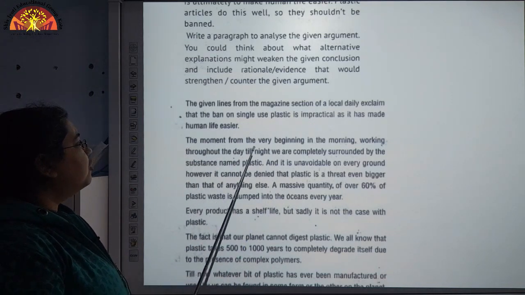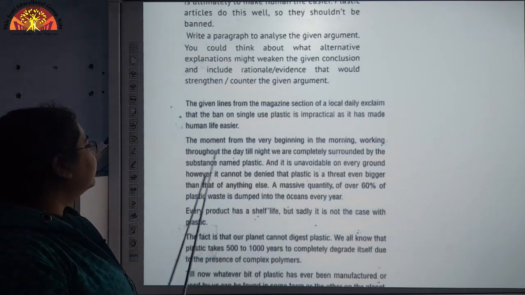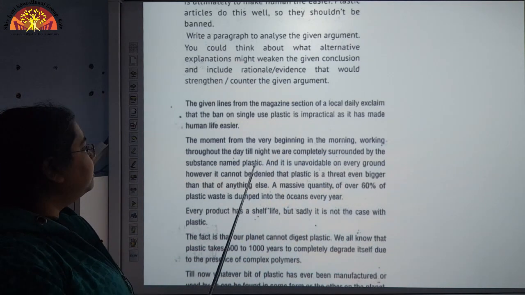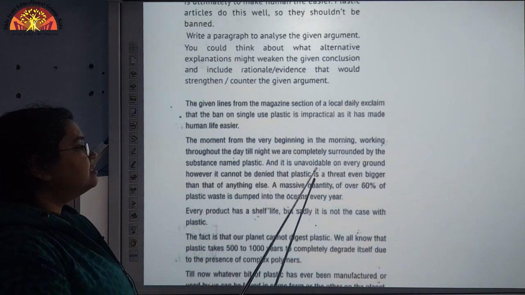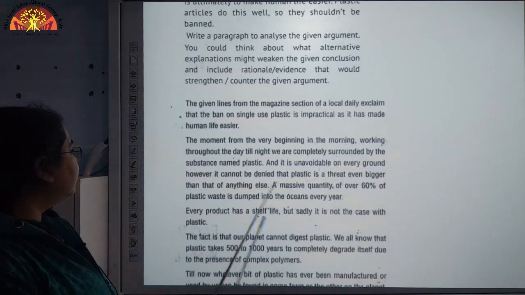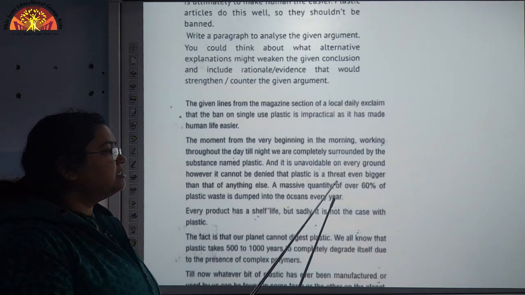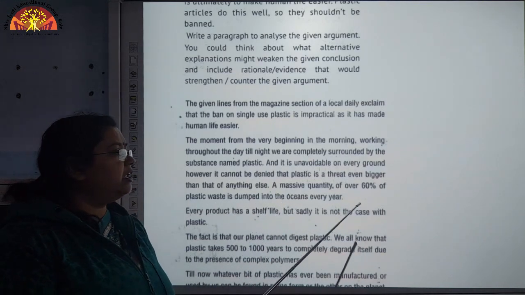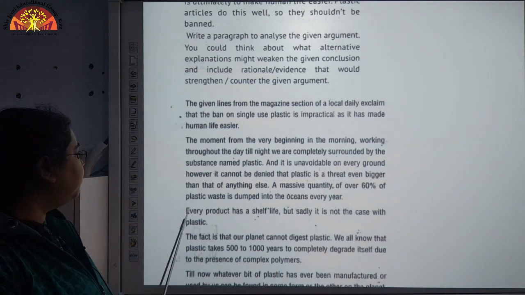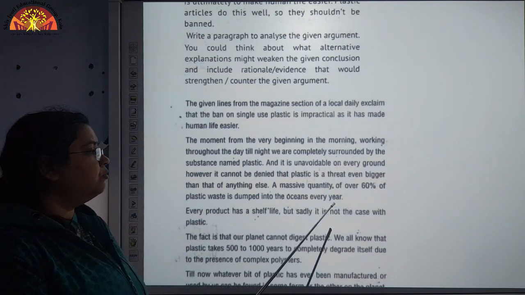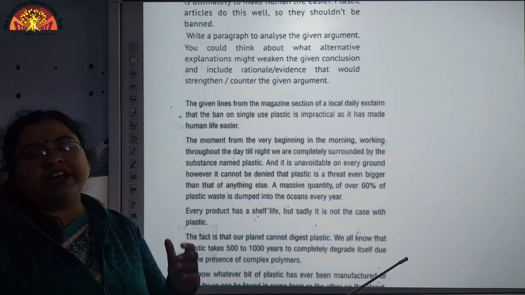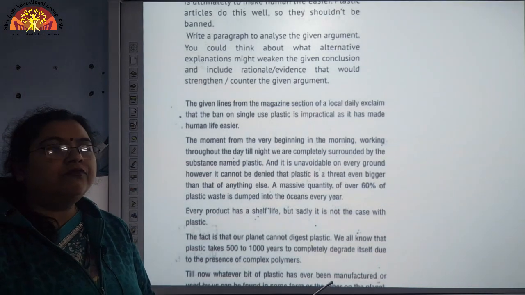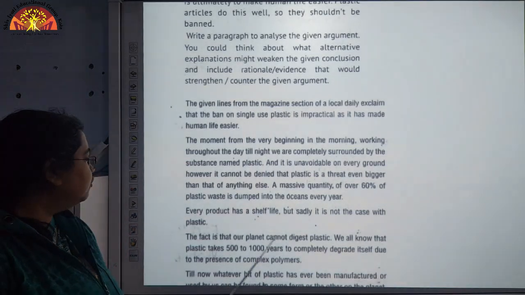From the very beginning in the morning, working throughout the day till night, we are completely surrounded by the substance named plastic, and it is unavoidable on every ground. However, it cannot be denied that plastic is a threat even bigger than anything else. A massive quantity of over 60% of plastic waste is dumped into the oceans every year. So, now you have started discussing the use of plastic, how it is being dumped, what is the problem which is being caused by the use of plastic.